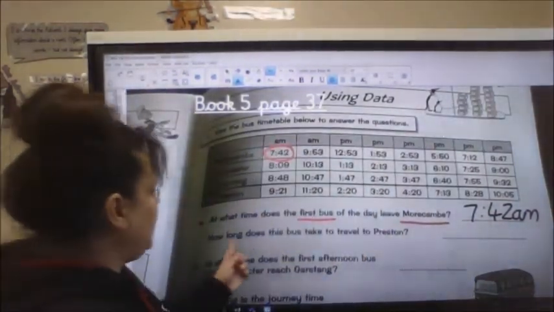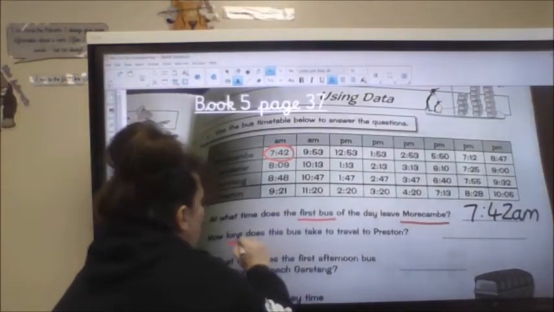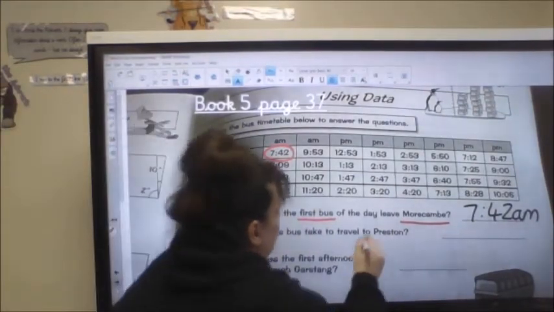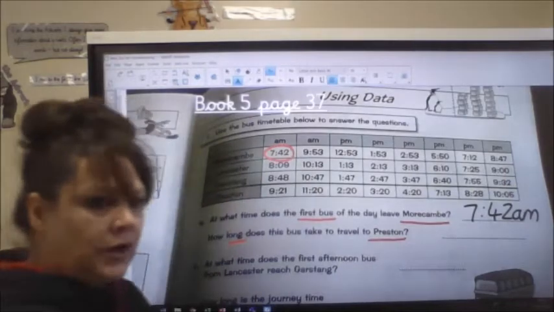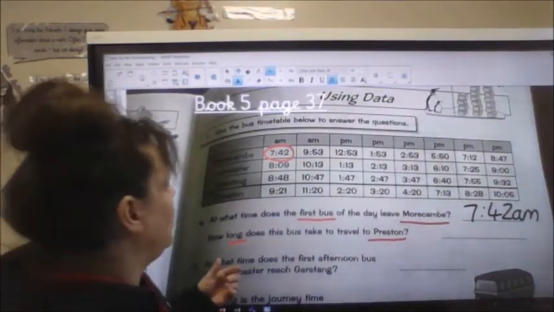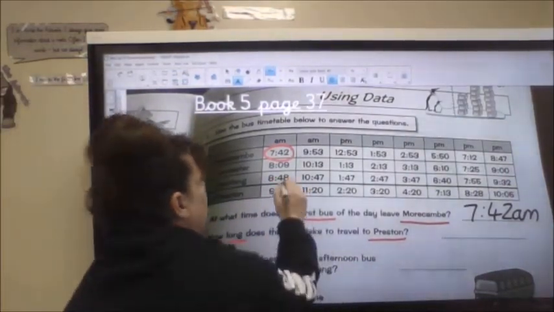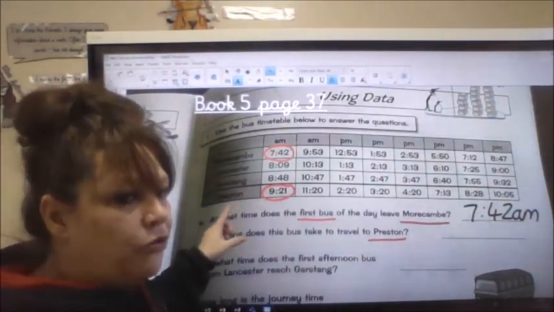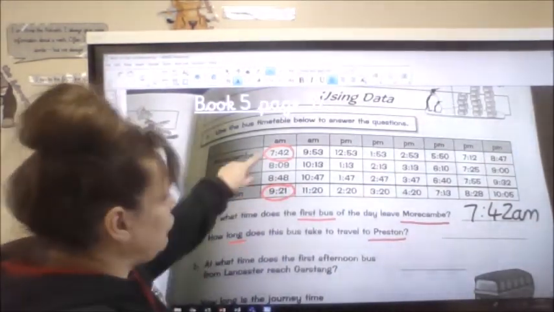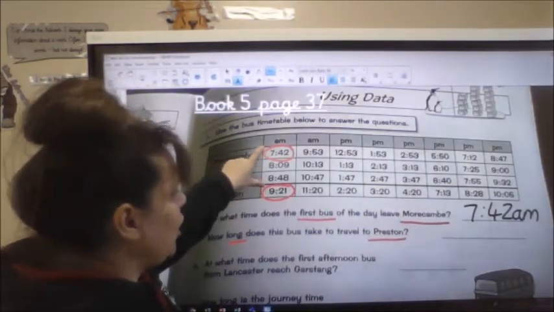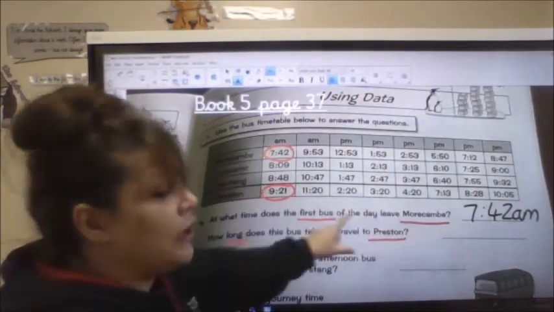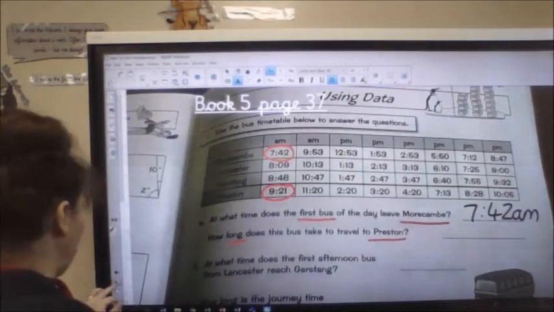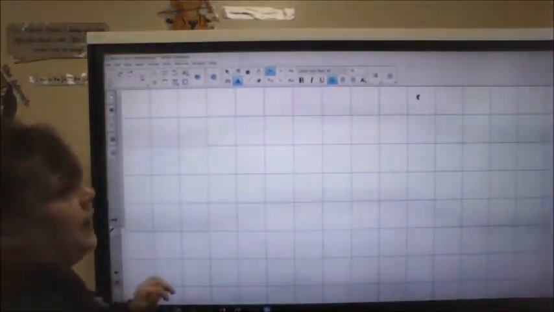Okay, so then it's asking us, how long does it take for this bus to travel to Preston? So we're going to be calculating a journey time. So Preston is down here, so I'm going to circle that. If you do that in your book as well, then you can see what I'm doing. So now I need to calculate the difference between those two times, and I know how long that journey will take. I'm going to show you how we do that using a number line.